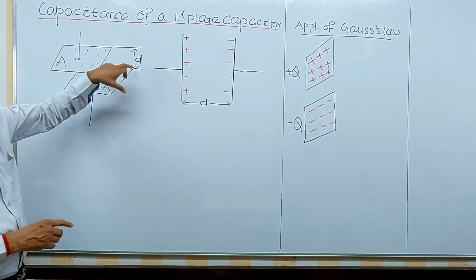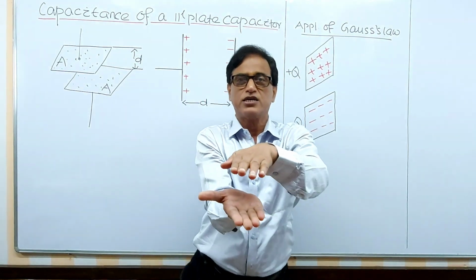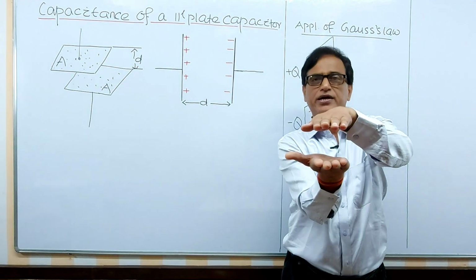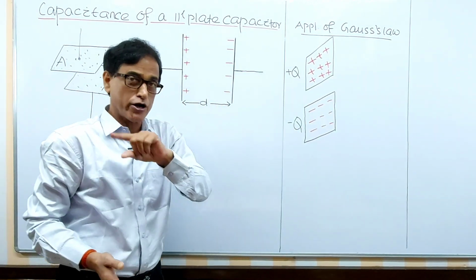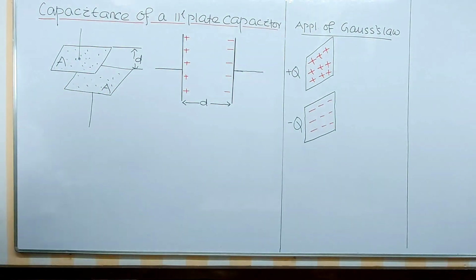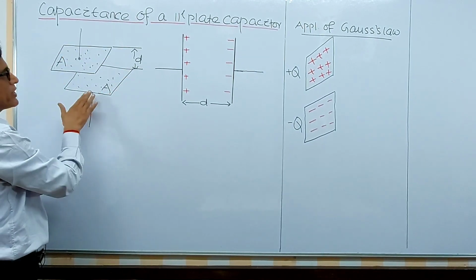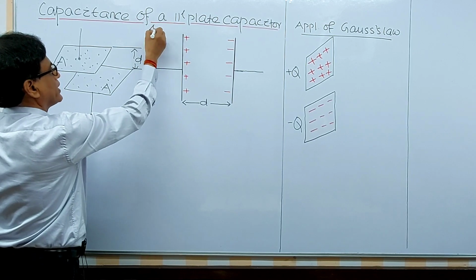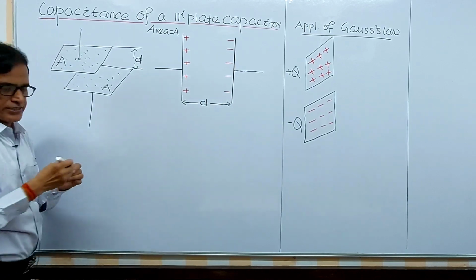Now the separation between them is D, and the space between them is filled by an insulator, which is called the dielectric. That means two parallel plates, each of area A, separated by an insulating medium, say air for simplicity. If another medium is introduced, we will see what happens in dielectrics. Now we will consider everything taking air into consideration. This is the structure of a parallel plate capacitor: each plate of area A, and separation between them is D.